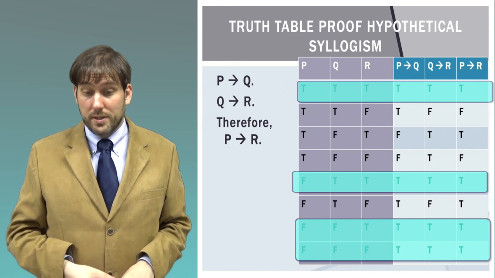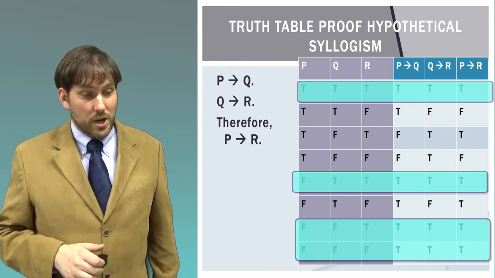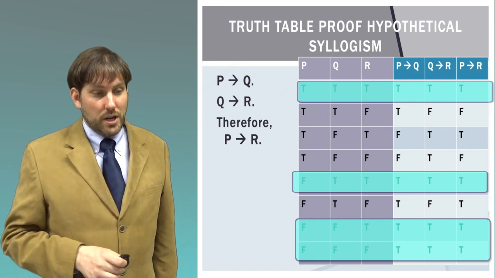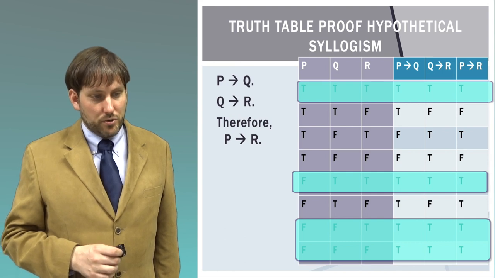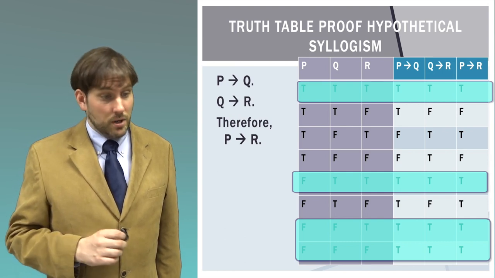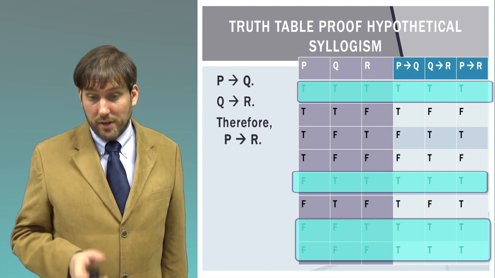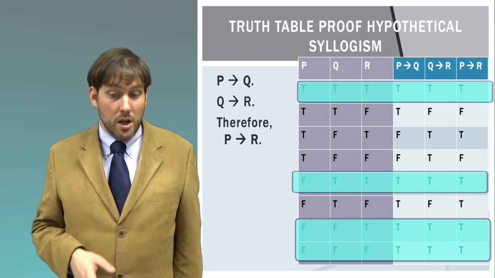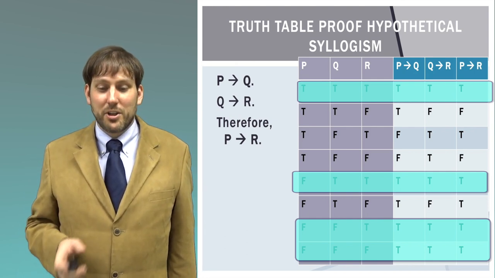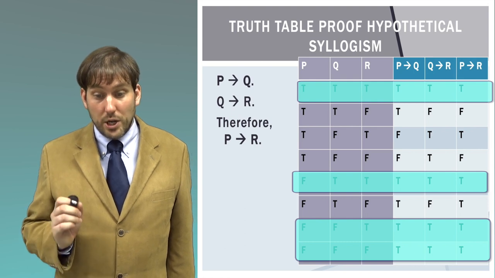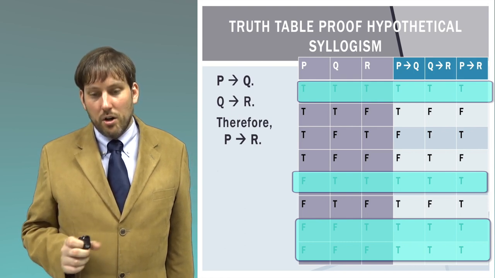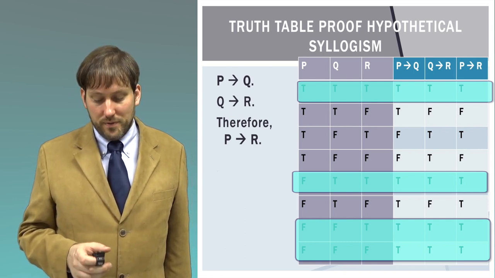So what can we do with this information? Well, we need to check. Is the conclusion true in every instance where all of the premises are true? So in the first one, it's true. In the fifth one, it's true. The seventh one, it's true. In the eighth one, it's true. So what that means is that hypothetical syllogism is valid. There is no possibility where all of the premises are true, but the conclusion is false.